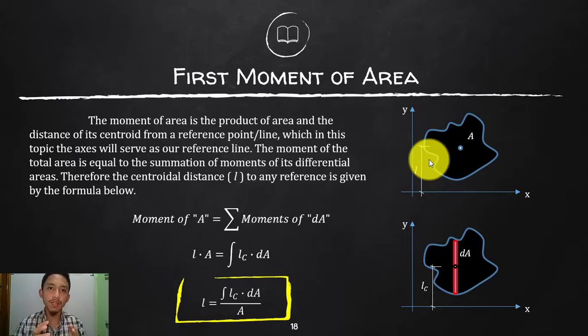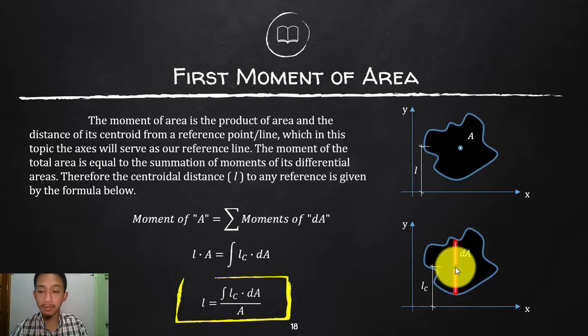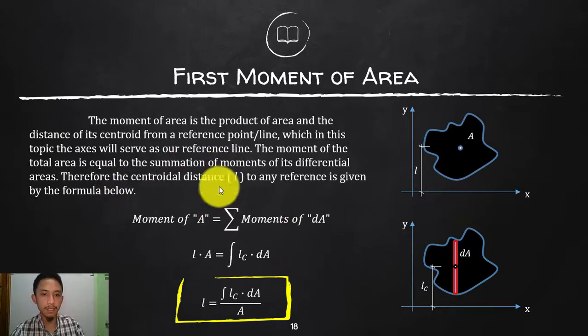That should be equal to the moment of the total of the whole. So again, if these are your elements, consider all the elements, get the centroid of the elements, get the moment of that with respect to a reference line. If you summate that, that should be the same as the moment of the total area to the reference line. So that is our concept here.